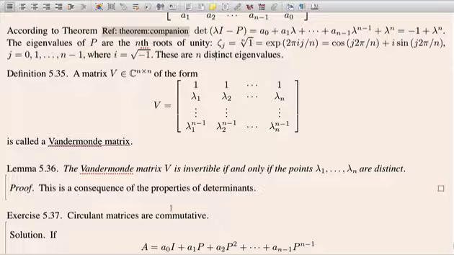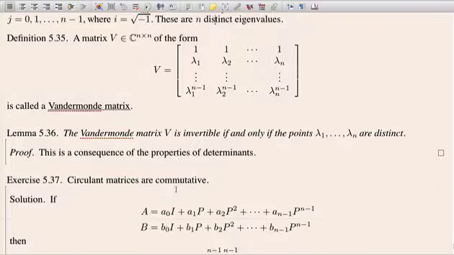And this is really just a consequence of the properties of the determinants. So if you have distinct ones, then all the rows and the columns are different. And if two lambdas are the same, then of course you get the same column, which means that according to the properties of the determinants, you get a zero determinant. And that means that V wouldn't be invertible.